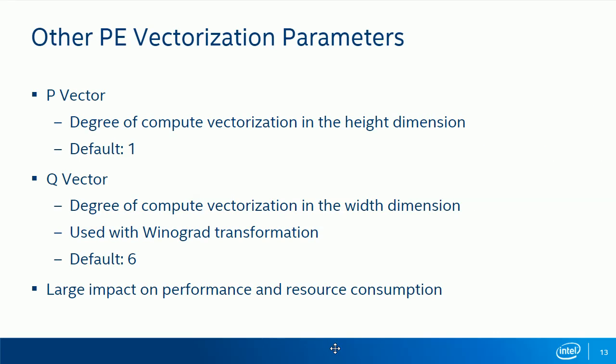In addition to C vector and K vector, there's also P vector, which is the degree of compute vectorization for each processing element in the height dimension, and the Q vector, which is the degree of compute vectorization in the width dimension. These are used together with the Winograd transformation to increase the number of operations performed. Again, both of these parameters have a large impact on performance and resource consumption.